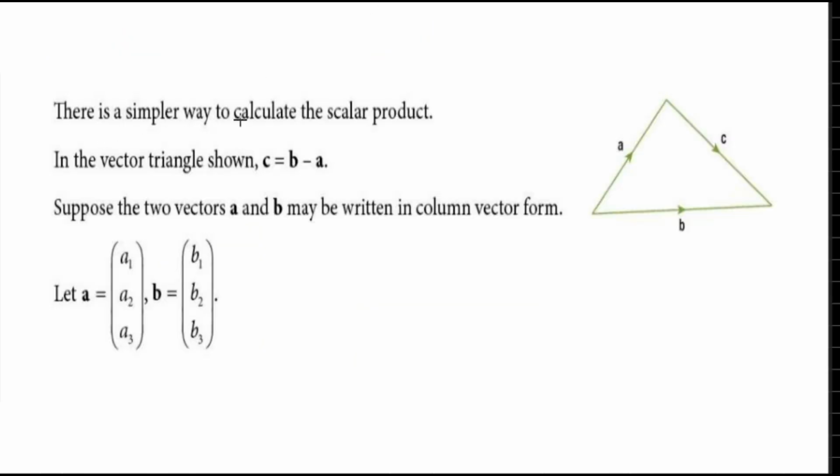There is a simpler way to calculate the scalar product. The vector triangle shows that c equals b minus a, and suppose that the two vectors a and b can be written in column form as a equals a1, a2, a3 and b equals b1, b2, b3. The scalar product a dot b will be equal to a1b1 plus a2b2 plus a3b3.